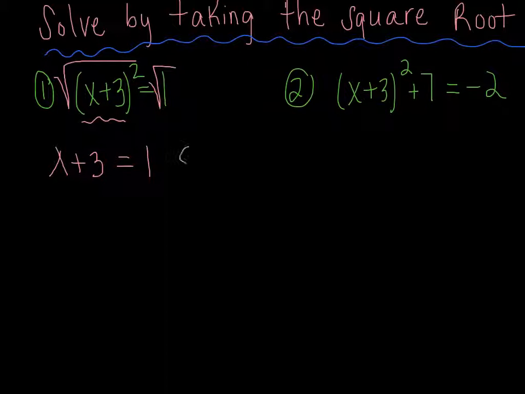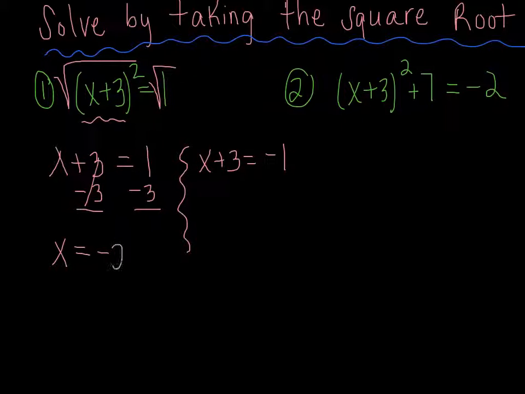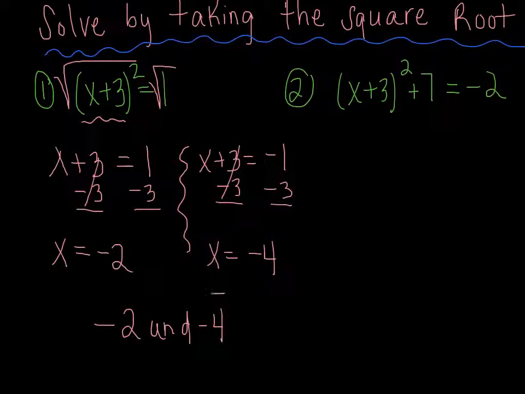So what I have to do now is take x plus 3 and set it equal to positive 1 and set x plus 3 equal to negative 1. Then I solve it like a normal equation. So I have to subtract 3 from both sides. And so one of my x values is negative 2. Then I do the same thing to the other side. And my other x value is negative 4. So my answer to number 1 is negative 2 and negative 4.